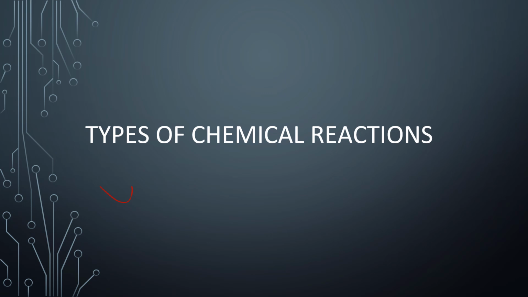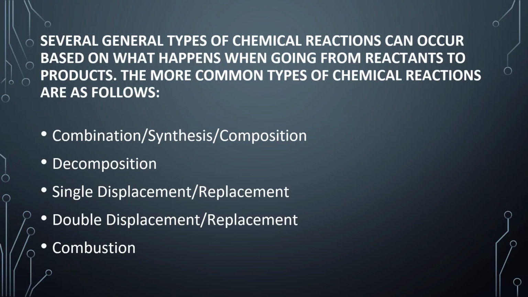This is a lecture detailing the different types of chemical reactions you're going to be expected to know how to do and be able to recognize. So the different types, there are several names. For example, combination, synthesis, and composition, that describes the same thing. Decomposition, single displacement or single replacement, double displacement or replacement, and then combustion. There's mainly 5 types, but there's different names for some of them, so you need to be able to recognize these.